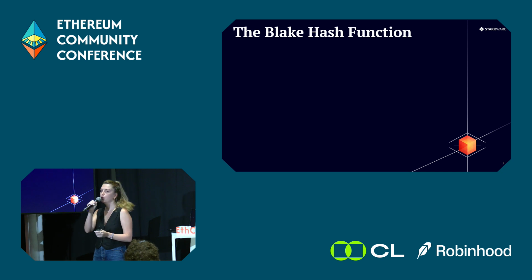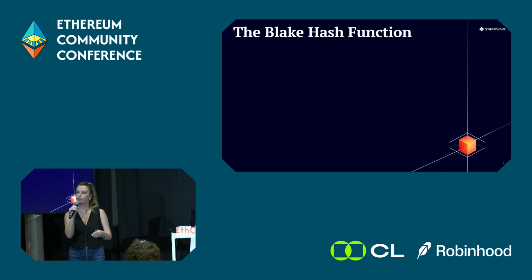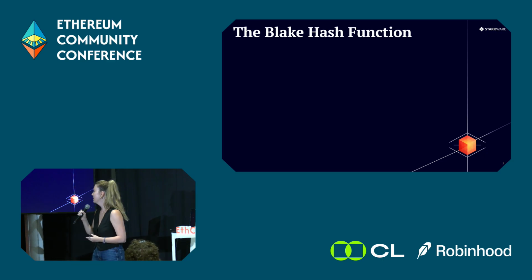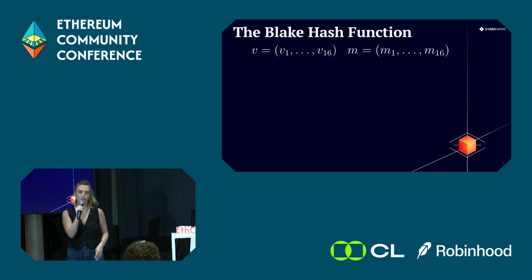Anyway, back to what we are really here for, figuring out how the AIR for the Blake hash function looks like. So I will start with a quick overview. The Blake hash function is a cryptographic hash function, very well known for being secure, fast, and surprisingly kind of simple. Let's take a look.